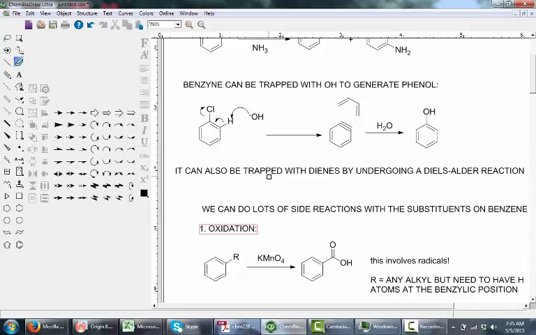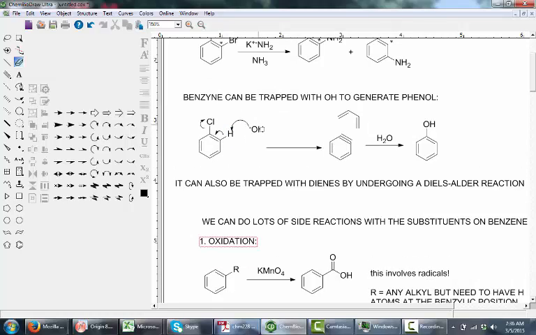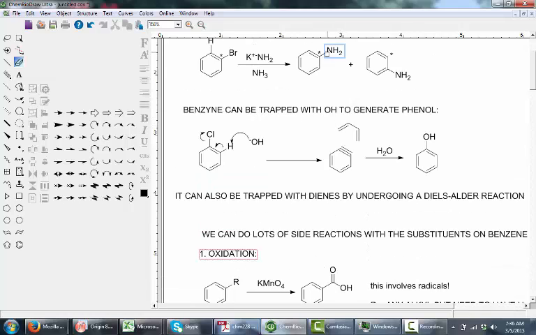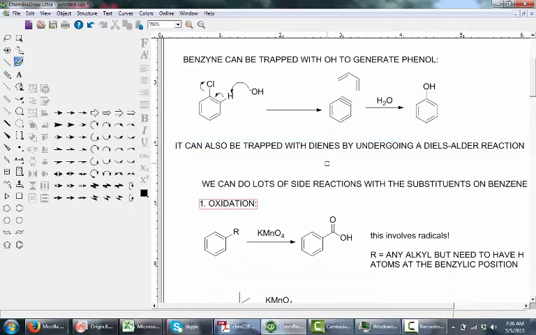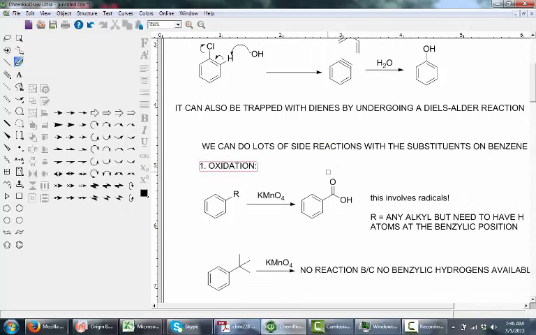It forms in the context of extra strong bases that are able to pull off this proton adjacent to a halide leaving group. So you need the halide leaving group, and you need the strong base. OH minus and NH2 minus are pretty much the only two examples that we're going to talk about. But you pull off that H, you generate benzyne. It can then react with the nucleophile, the NH2 or the OH. It can also react with dienes to undergo a Diels-Alder reaction. So that's benzyne.